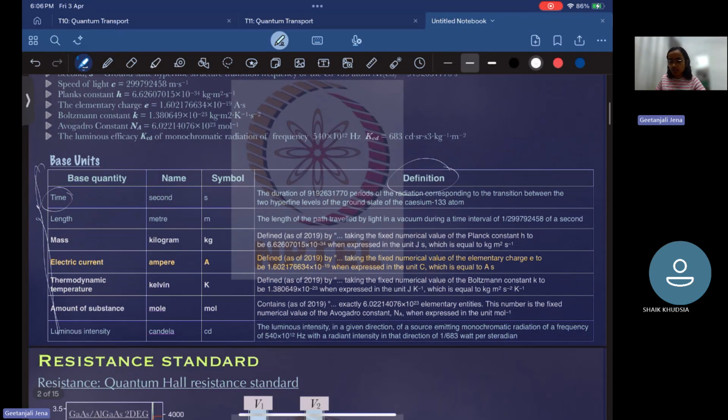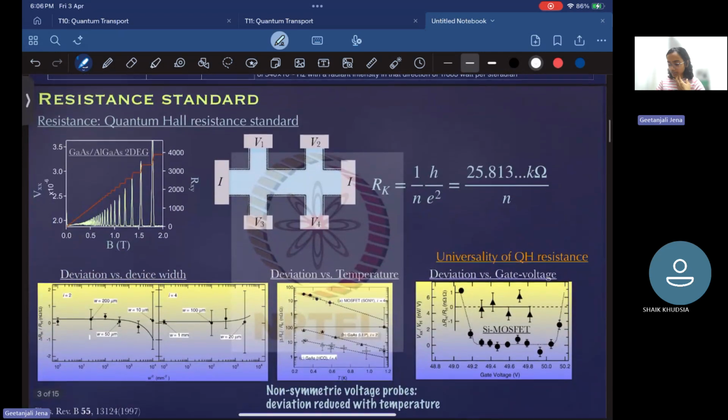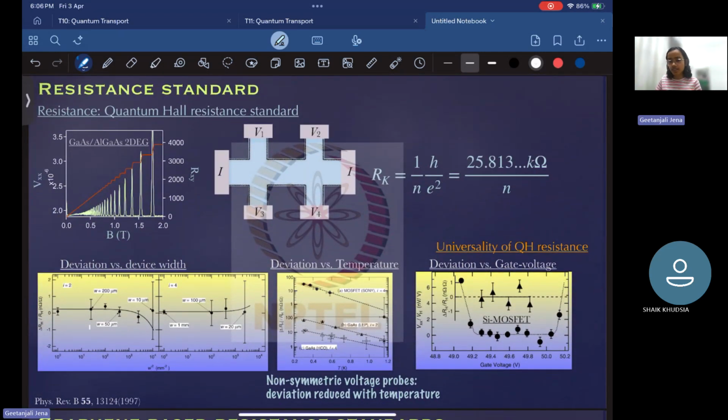First, we look at the resistance standard and how we can measure the resistance of different devices using the quantum Hall effect. As shown in this picture, for the resistance of nano electronic devices, you can standardize the resistance using the quantum Hall effect. This we have seen in detail in one of our live sessions.